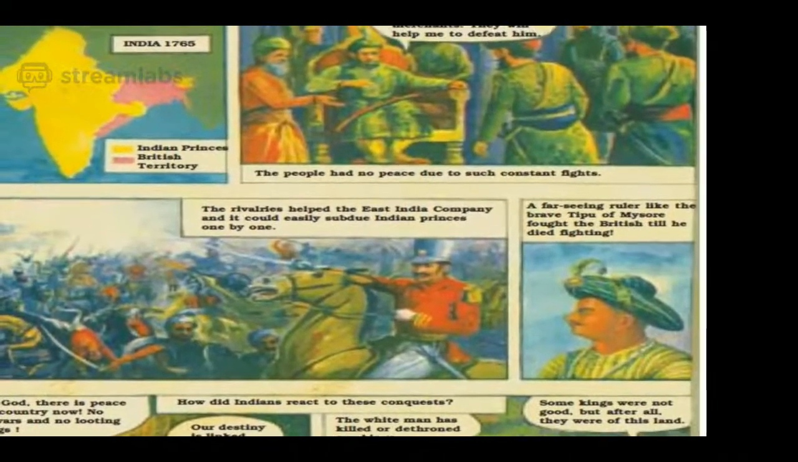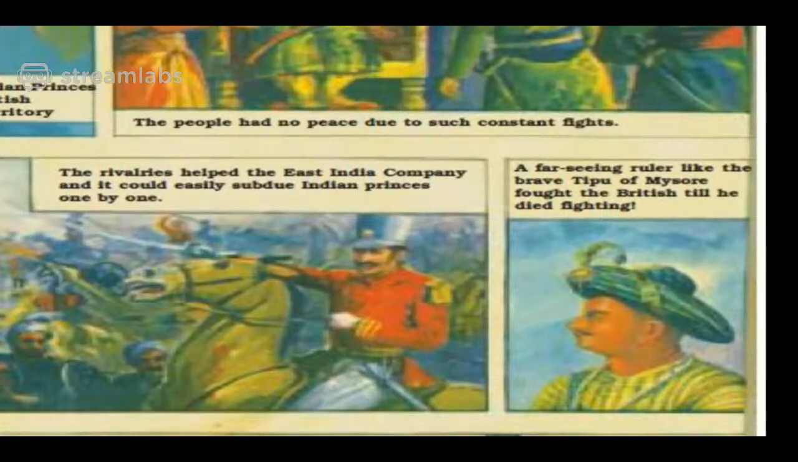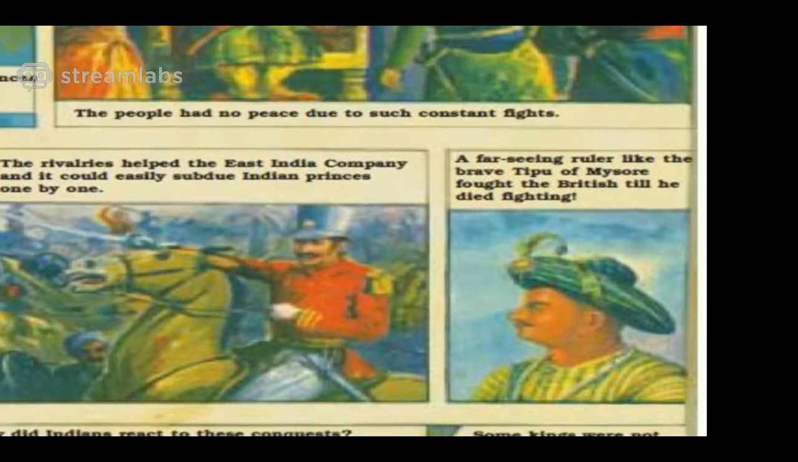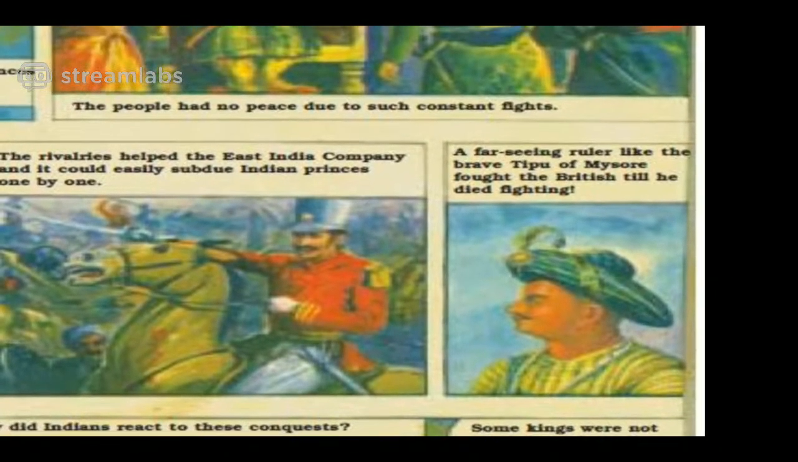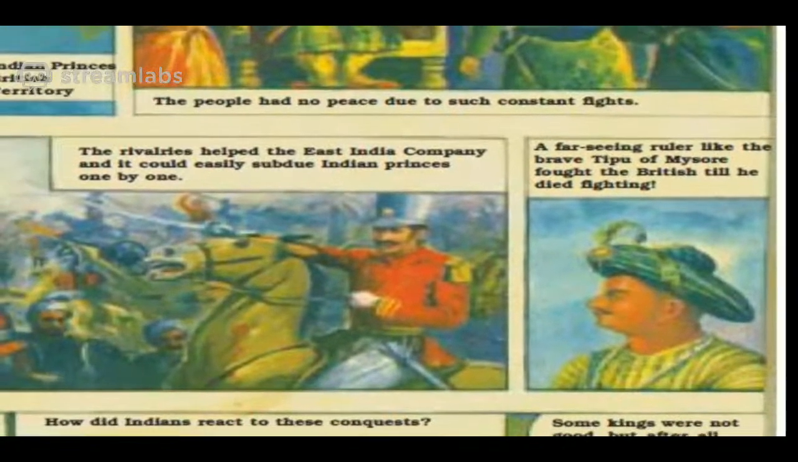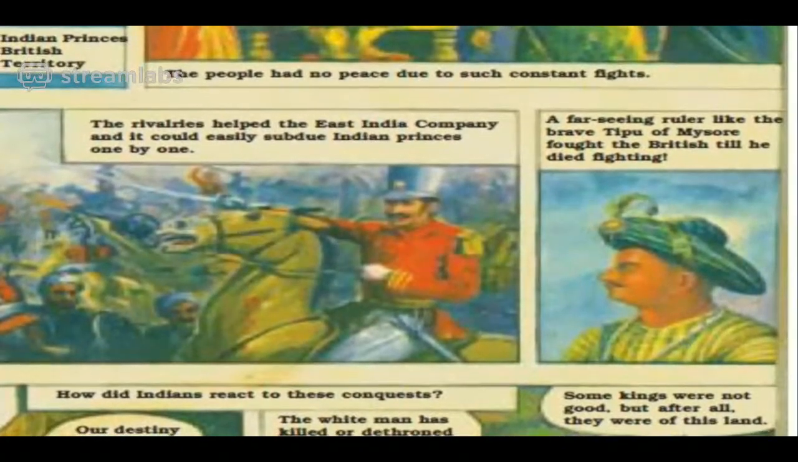But in this scenario, there were brave people also, like Tipu Sultan of Mysore. He was the king of Mysore, and he fought the British till he died in fighting, and he was not successful in defeating the British because his own people went against him, betrayed him. Okay, betrayed means dhoka dena.